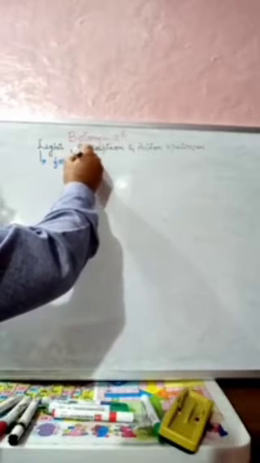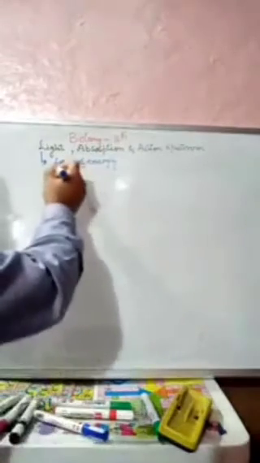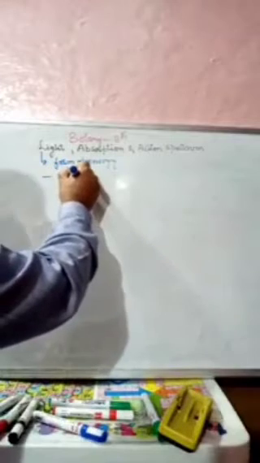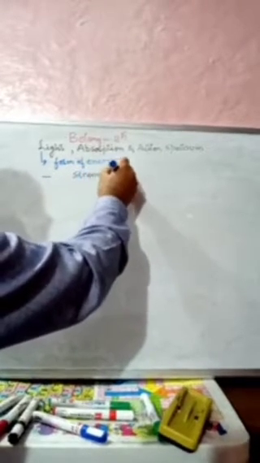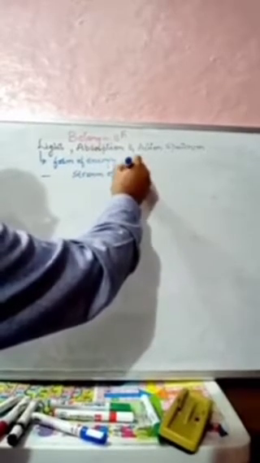Light can be defined as a form of energy, and light travels in the form of a stream of tiny particles. So what we have studied is that light is a form of energy, and it travels in a stream of tiny particles.